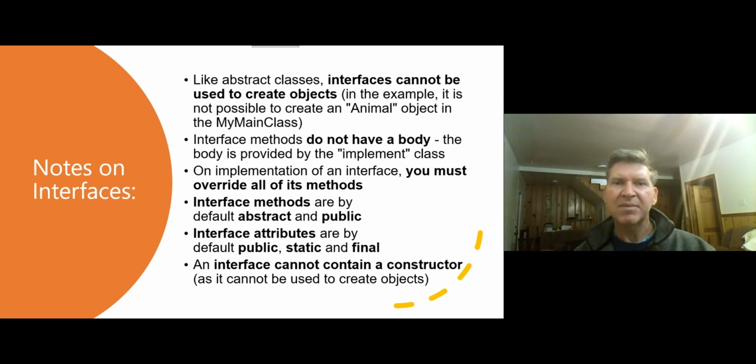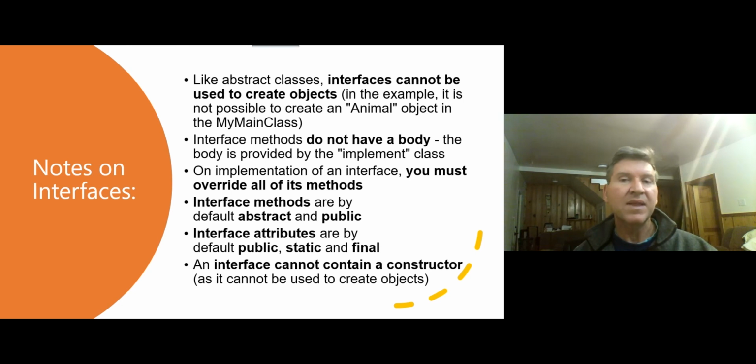Abstract means we can't implement them on their own, and public means that other classes can see them. Interface attributes are by default public, static, and final. So that means that they can't be changed if we define them there. Also, an interface can't contain a constructor.